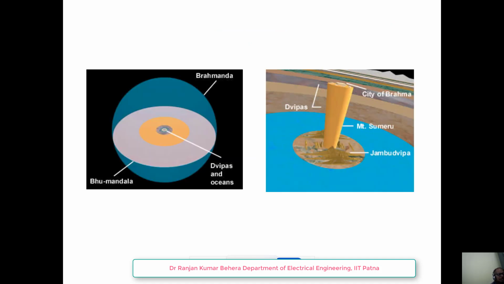If you see a Bhumandala, it looks like a cell; you cut it and it is a Bhumandala, and there are a lot of dvipas and oceans, and one universe is called Brahmanda, our universe. The top level is called Brahma's city, and it is called Satyaloka. And this is Mount Sumeru, and then Jambudvipa and the complete dvipas.